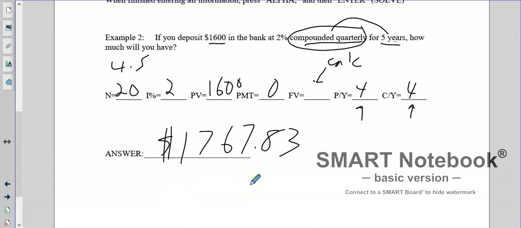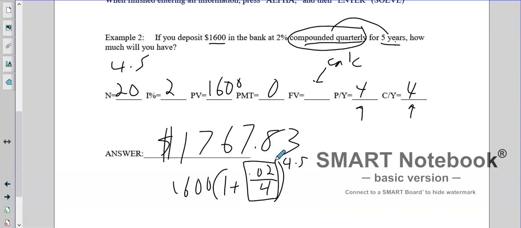So real quickly, not that we're going to crunch it, but if we did the actual formula, it would be 1600. Then it would be our 1 plus our rate, which would be 0.02, over quarterly, which would be 4, and the exponent would be that 4 times 5, 20. Now again, if I was doing this in the calculator, I would just start by typing 0.02 divided by 4, hit enter. Add 1, hit enter, raise it to the power of 20, hit enter, and then multiply by 1600. But you can see how this is quite the time saver, no pun intended.